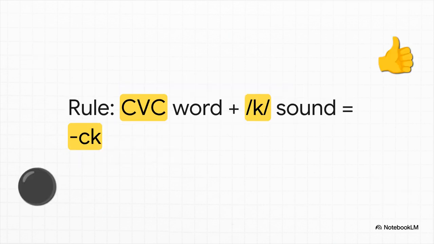Okay, next is black. Let's run the diagnostics. Does it follow the CVC pattern? Check. Short a sound? Check. And it ends with that k sound. So what does our cheat code tell us? CVC plus k sound means you spell it with CK. And look at that. It works perfectly.